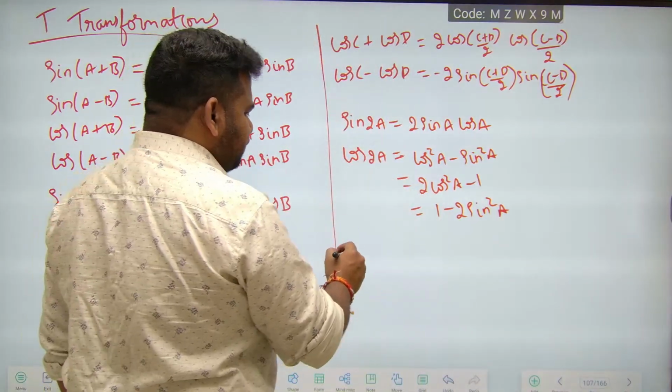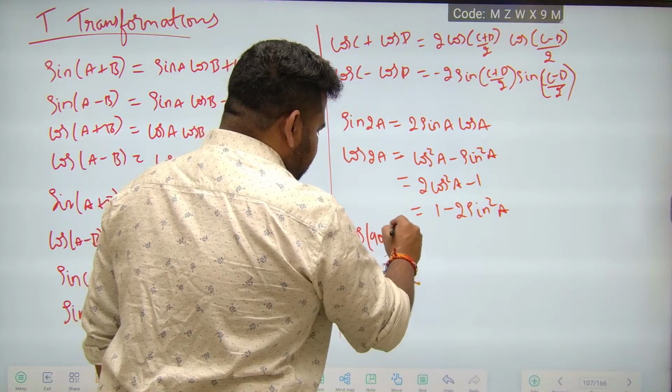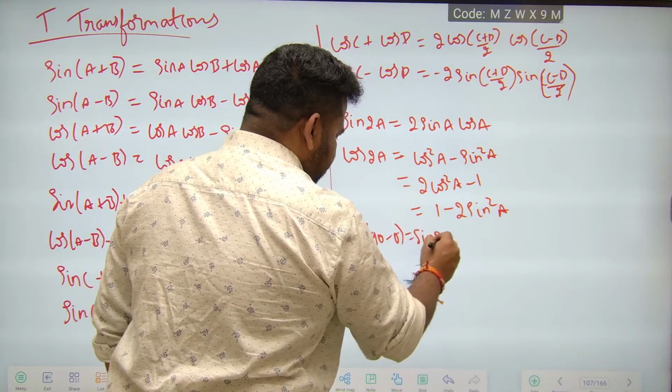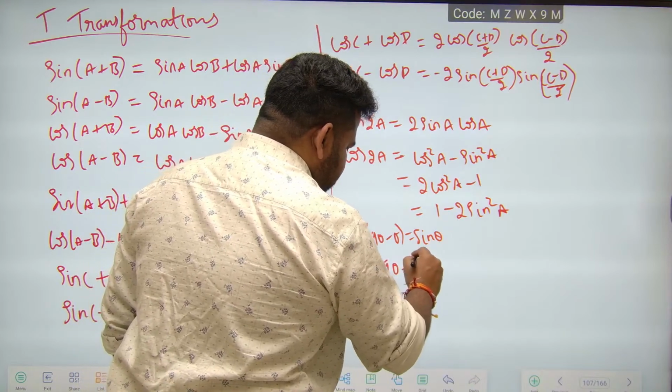Another very important formula, which you should also remember: cos of (90 minus theta) is equal to sin theta. Sin of (90 minus theta), which everyone would know, is equal to cos theta.